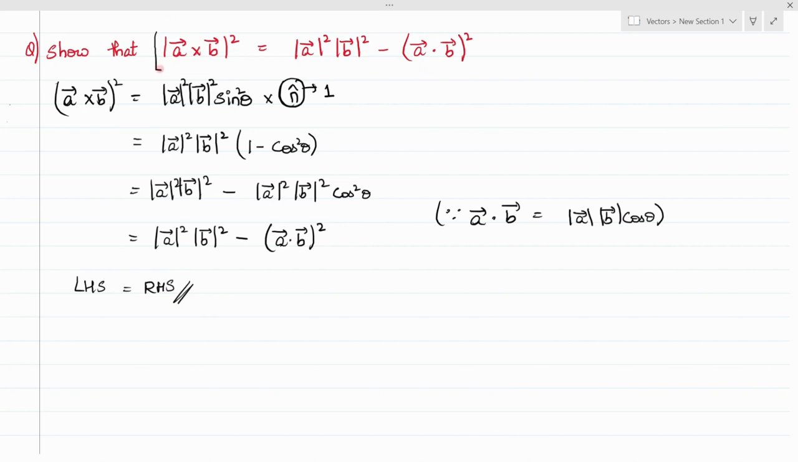This is a very important relation to remember because there may be a few questions in which you just need to apply this equation and you might get the required answer. So it's better to remember this.